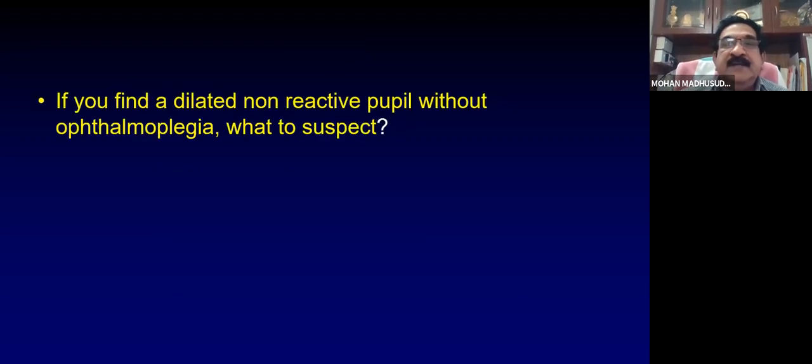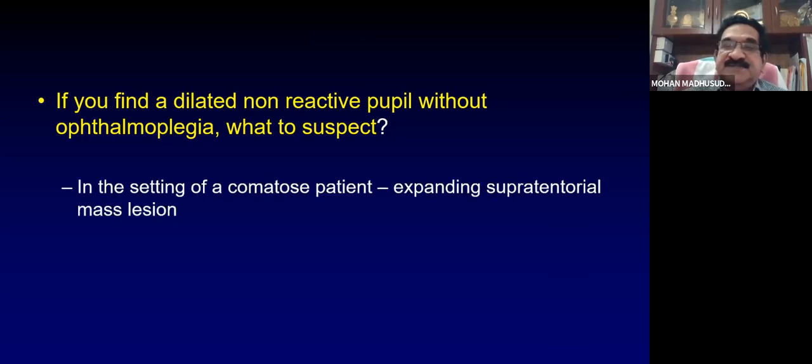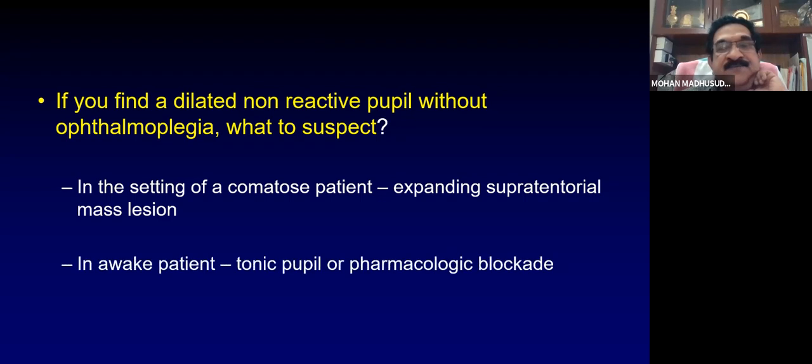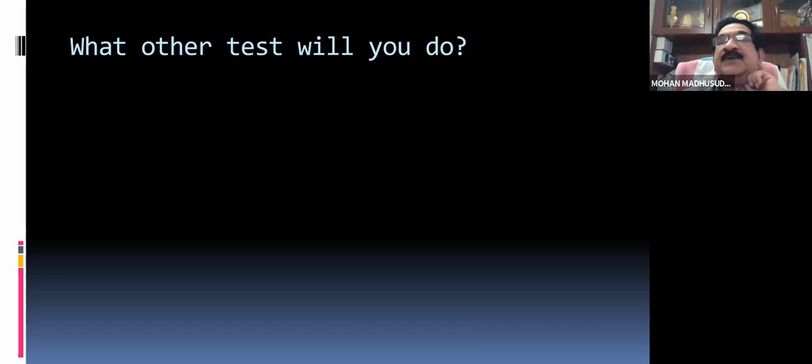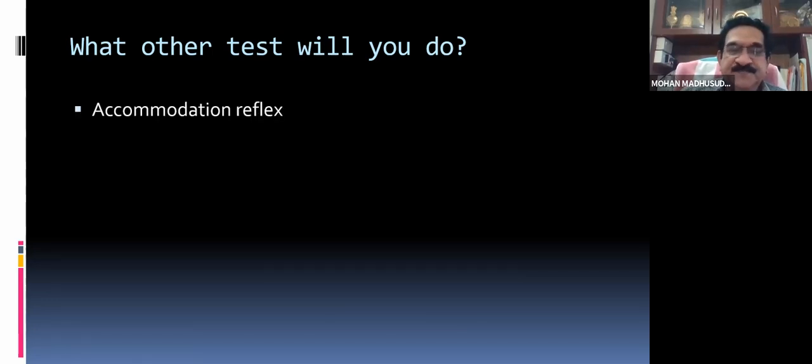Now, if you find a dilated non-reactive pupil with ophthalmoplegia, what to suspect? In the setting of a comatose patient, the first thing, as you all know, is an expanding supratentorial lesion, early uncal herniation. In the awake patient, two conditions: tonic pupil or pharmacological blockade. Now, what test will you do? To differentiate tectal versus this, you look for accommodation. Let us see the accommodation difference.